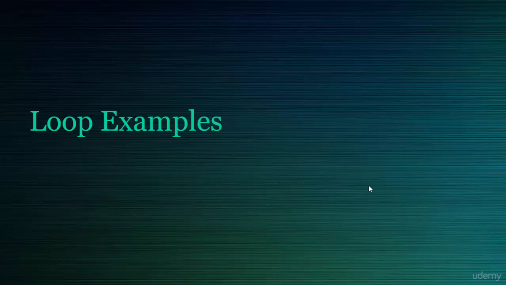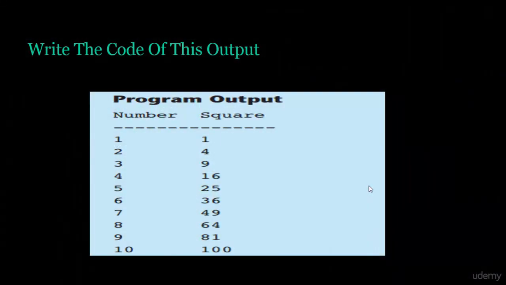Welcome. In this video I'll talk about some loop examples so we can understand everything about loops. Let's see the first example. I want to print something like this: Number, then a space, then Square, then this line here, and print 1, 2, 3, 4, 5, 6, 7, 8, 9, 10, and the square of every number here. What we must do right now.